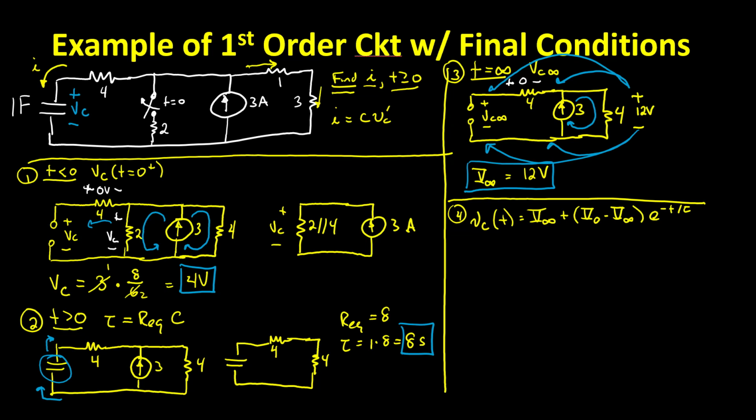So plugging in our numbers, that gives us 12 plus 4 minus 12, which is minus 8, e to the minus t over 8. Okay. We're getting close. Don't forget that that unit is in volts, and that's not what we were asked to find. So our last problem, last section, is how do we convert that to a current? And we have to look at time greater than or equal to 0 for that.